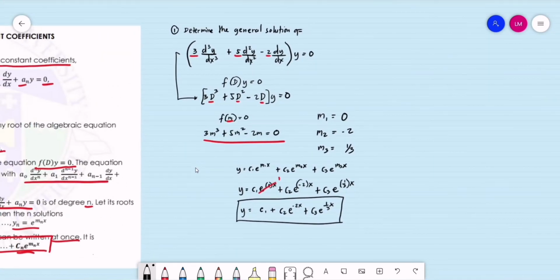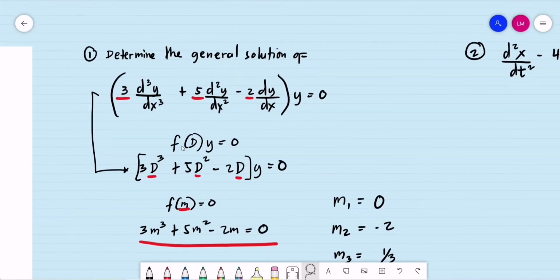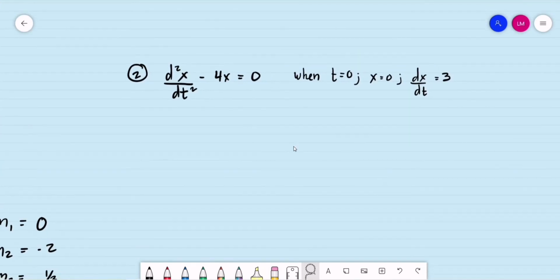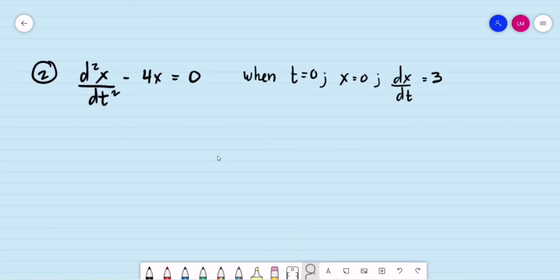So let's have another example. We proceed to the second example. This is d squared x over dt squared minus 4x equal to 0, when t is equal to 0, x equal to 0, and dx over dt is equal to 3. So this time, our independent variable is t and dependent variable is x.